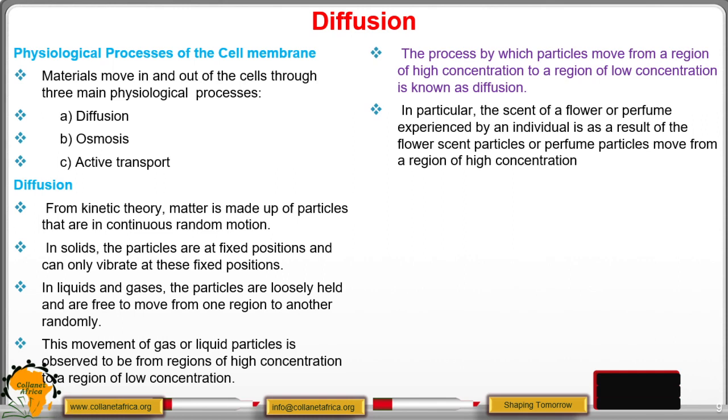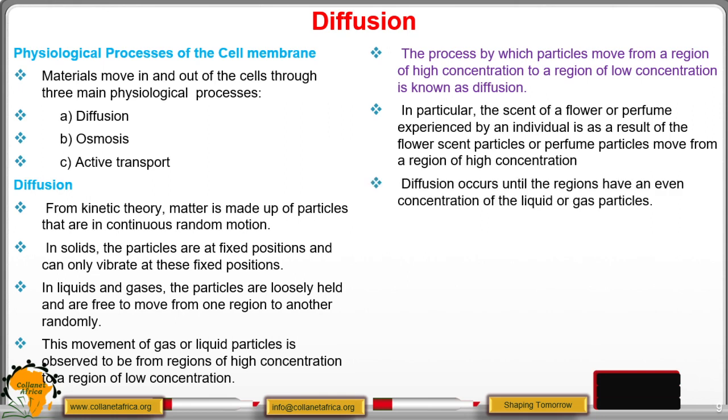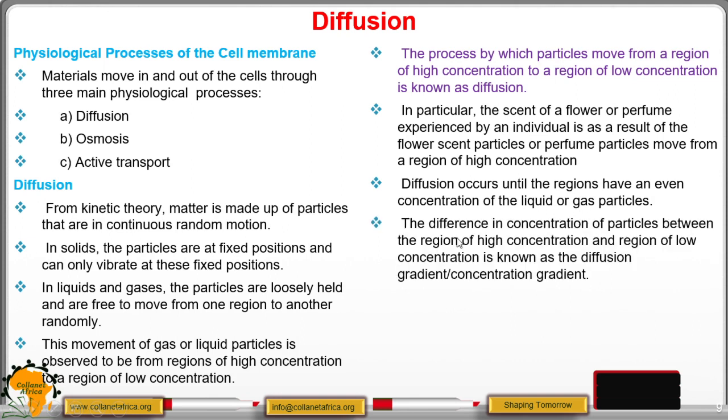So that means the particles of the chapati will just diffuse from the neighbor's home where there is higher concentration to your compound where you have not cooked chapati, and that is where we have low concentration of the particles. Diffusion occurs until the regions have an even or uniform concentration of the liquid or gas particles. The difference in concentration of particles between the region of higher concentration and the region of low concentration is known as the diffusion or concentration gradient.